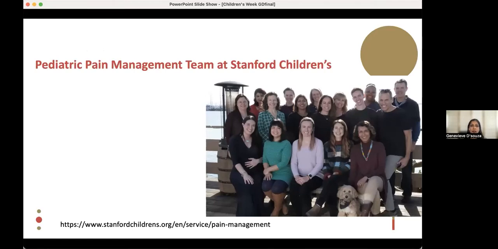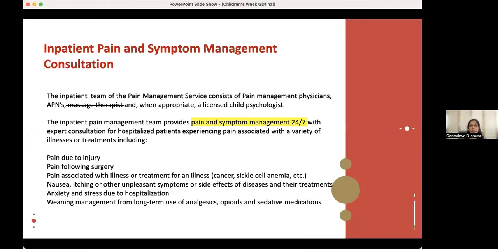So here's a picture of a pain management team at Stanford Children's. This was taken at our retreat in 2020, just before we went into the pandemic. As you can see, we have a well-established team. It involves pediatric pain physicians and psychologists. Our team in the outpatient setting does involve rehab, physical therapists, and occupational therapists. Our inpatient team of the pain management service consists of a pain management physician, advanced pain nurse practitioners, and when appropriate, a licensed child psychologist. We did have a massage therapist who used to round with us, but right now with COVID restrictions, the massage therapist is no longer with us. Hopefully, at some point, the hospital will allow them back.